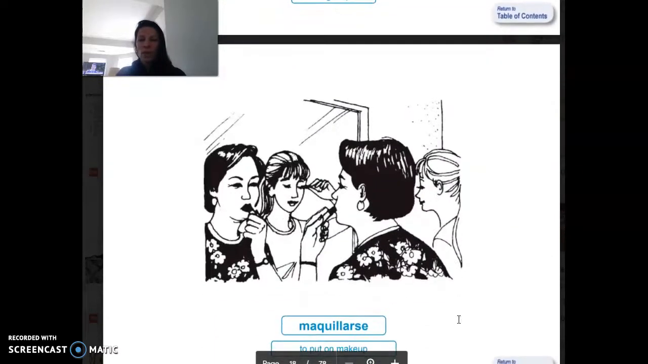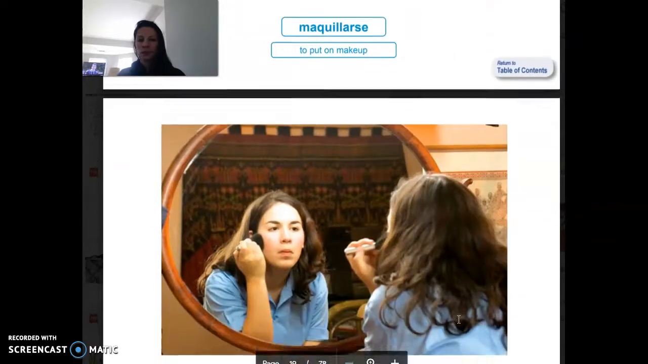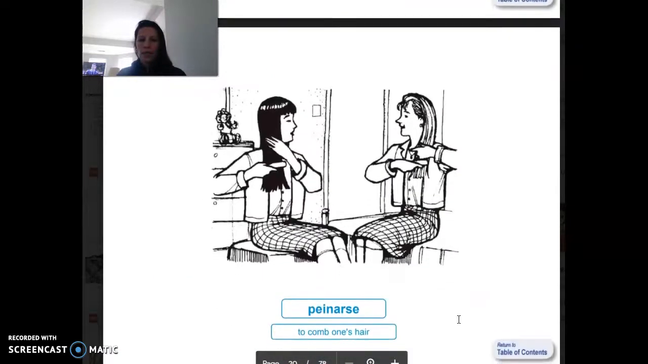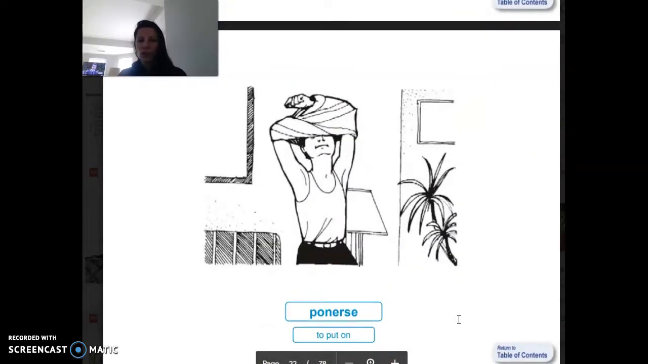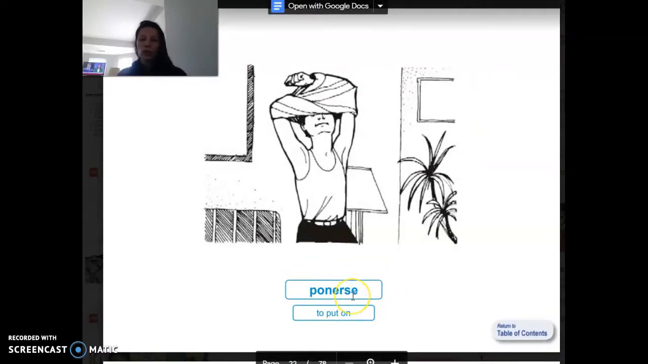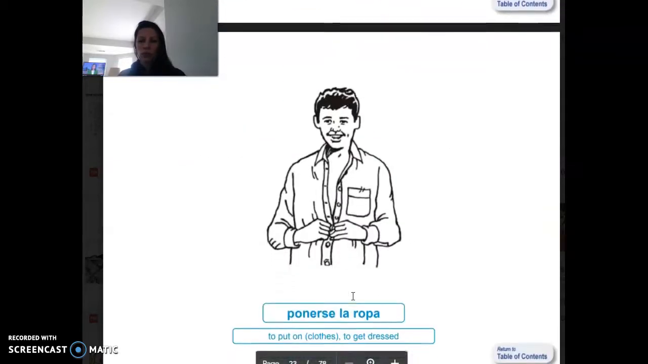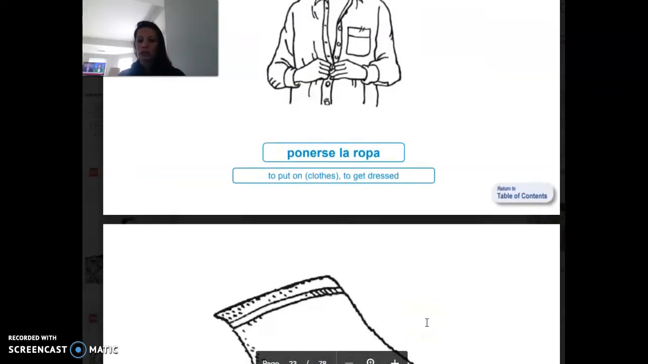And then we have maquillarse. Maquillarse, to put on makeup. Peinarse, to comb one's hair. Él se peina. Ponerse, to put on. So one of the ways you can use ponerse is to put on clothes. Ponerse la ropa. See? To put on clothes, or to get dressed.